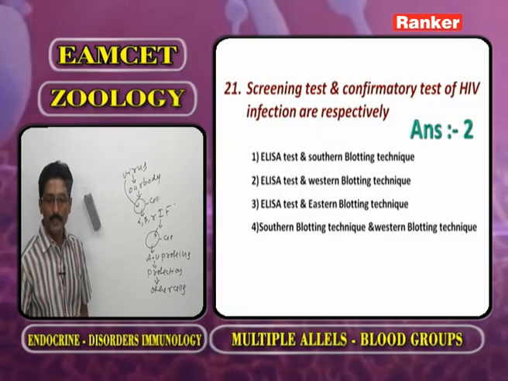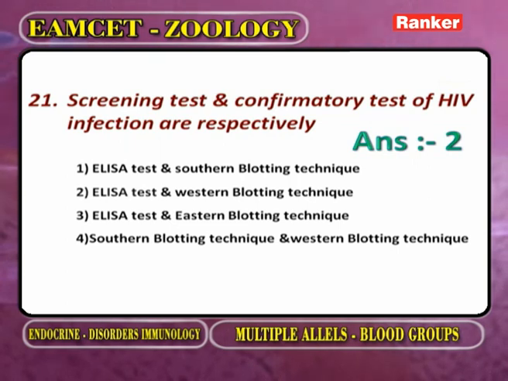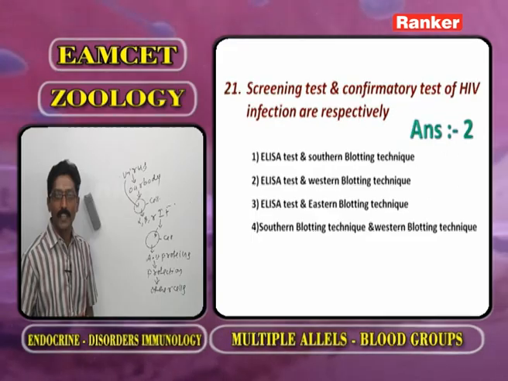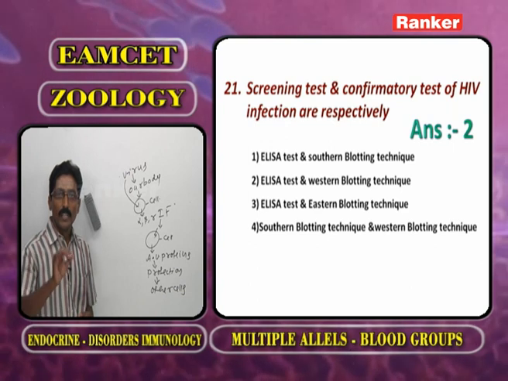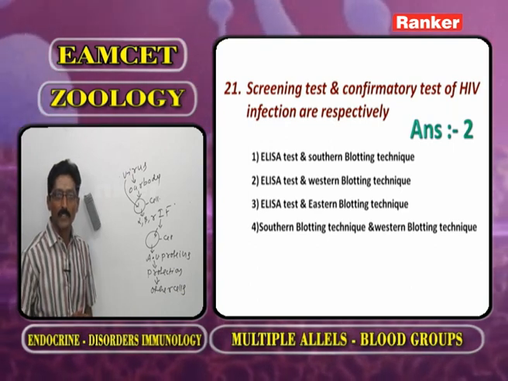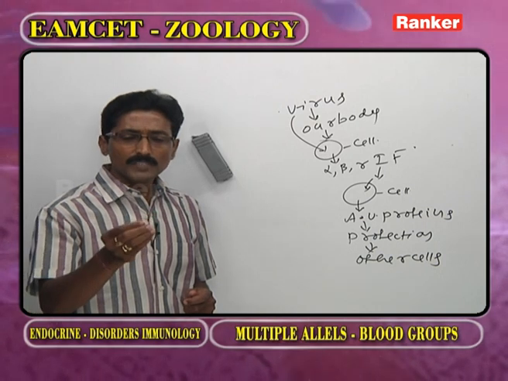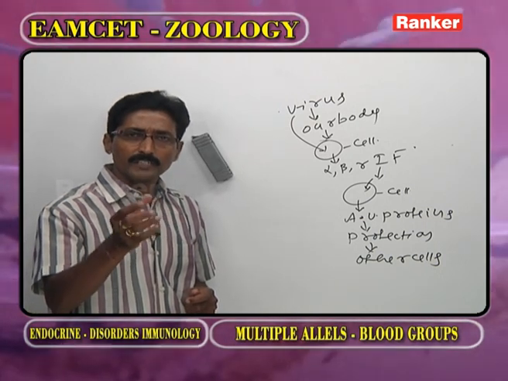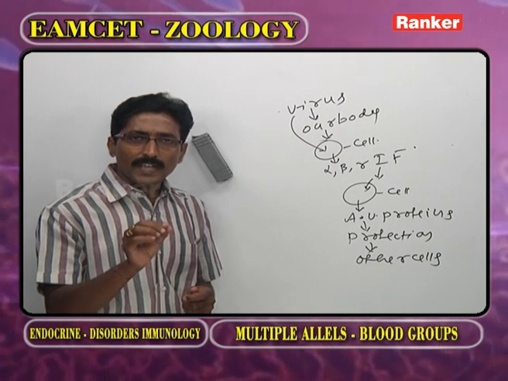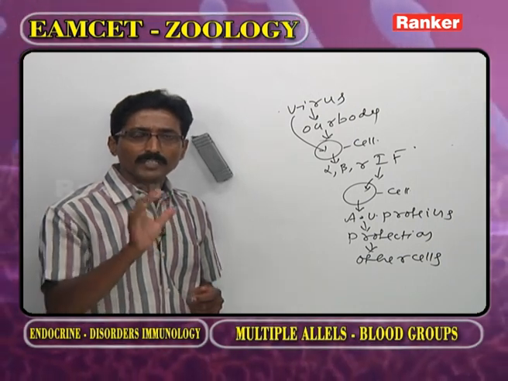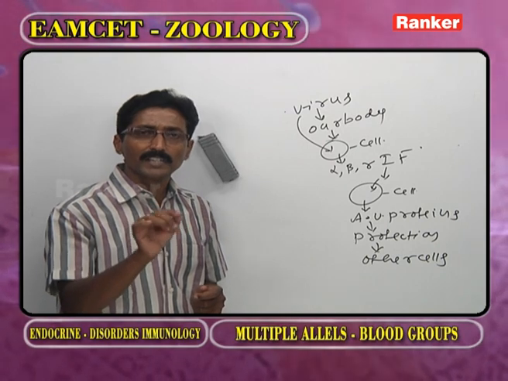Now the next question is the screening test and confirmatory test of HIV infection. Now, as we observe, the HIV virus enters into the body by some methods, generally sexual intercourse, illegal sexual intercourse. That is one method. The second one is contaminated syringes and needles. The HIV virus enters into the body. A person suffering from the HIV virus approaches the doctor. What type of screening test and what type of confirmatory tests are conducted?